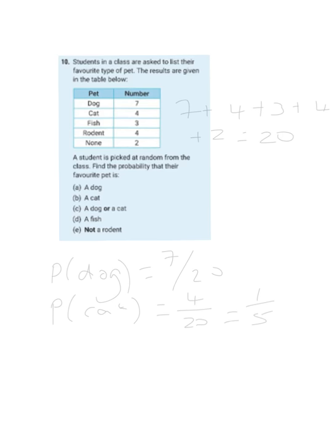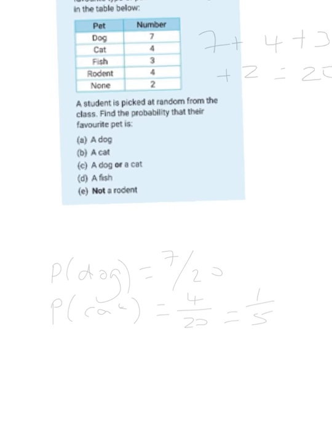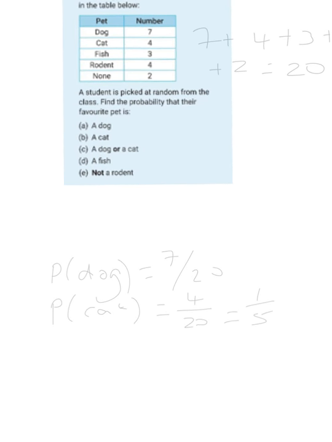The next one then would be the probability of getting a dog or a cat. Okay, so remember that or means plus, so you must add them. So a dog is 7 and a cat is 4. So 7 plus 4 is 11 out of 20. And that does not break down. So that would be 11 out of 20.